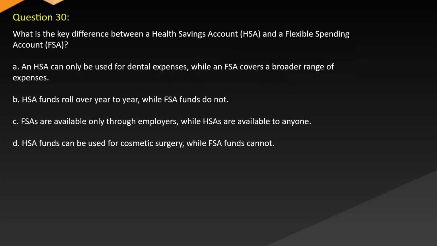Question 30. What is the key difference between a health savings account (HSA) and a flexible spending account (FSA)? A. An HSA can only be used for dental expenses, while an FSA covers a broader range of expenses. B. HSA funds roll over year to year, while FSA funds do not. C. FSAs are available only through employers, while HSAs are available to anyone. D. HSA funds can be used for cosmetic surgery, while FSA funds do not.